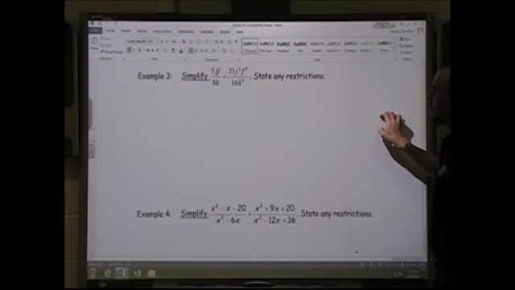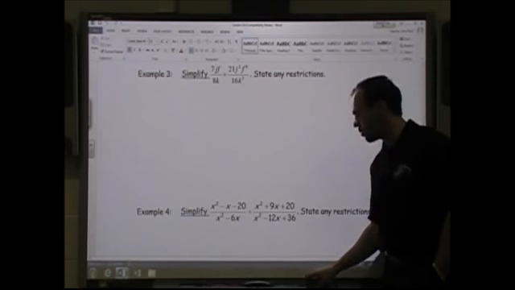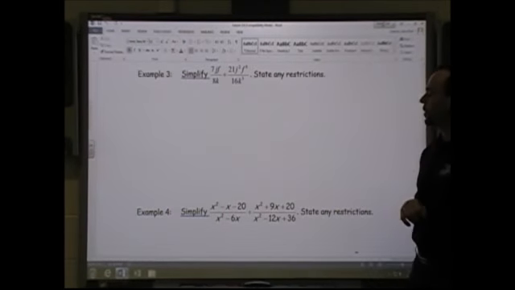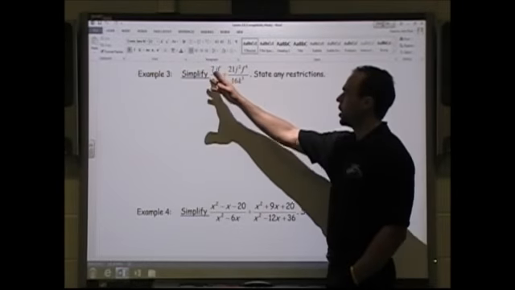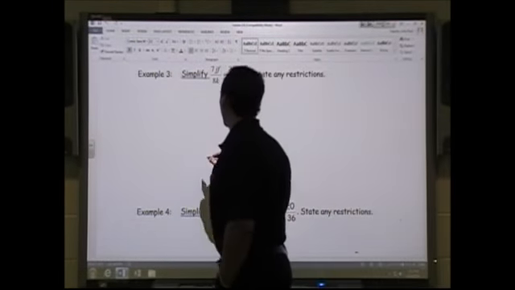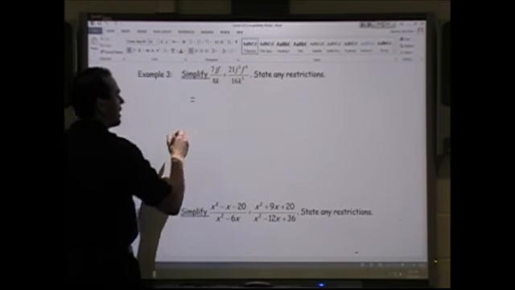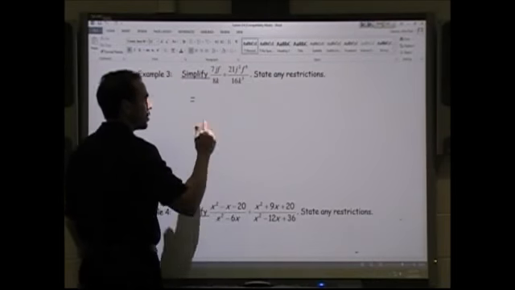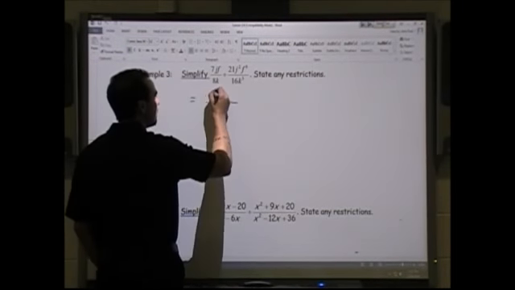Okay, so let's take a look at example 3 then. This is one of those just like example 1, where it's not a trinomial over a trinomial. It's actually just a monomial over a monomial. This is just a simple one. So if we take a look at this, again, there is no factoring to do here. However, if there's no factoring, that means we keep this all the same.